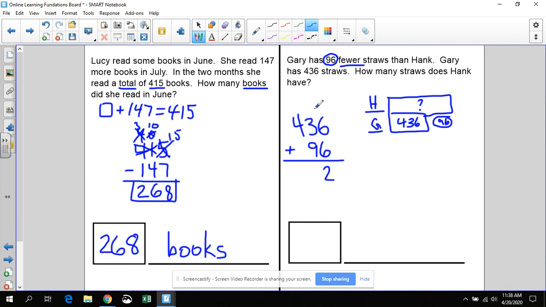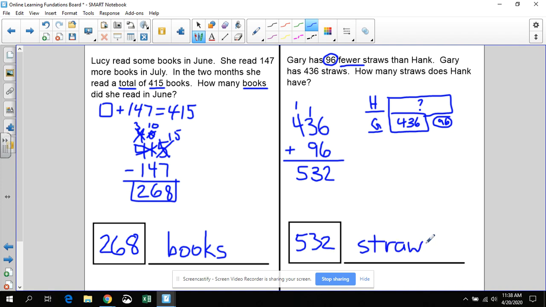6 plus 6 is 12. 1 plus 3 plus 9 is 13. And 1 plus 4 is 5. So Hank has 532 straws.